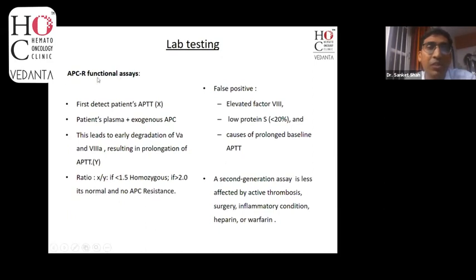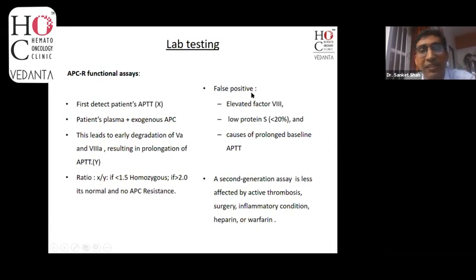So when lab testing, first we have to do the activated protein C resistance functional assay. Here what we do, we first do the APTT of the patient and then we add exogenous activated protein C. This leads to the prolongation of APTT. In a normal patient, it doubles the APTT, but in a patient with APC resistance, it does not have any effect on the APTT, and that will determine the APC resistance test.